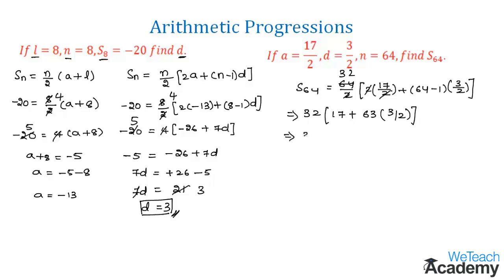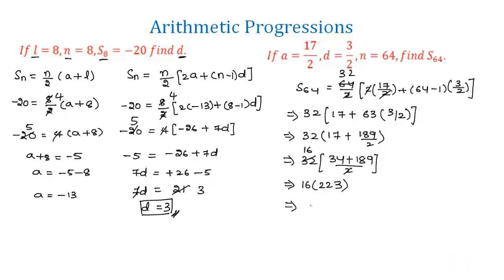And again this would come as 32 into (17 plus, and by multiplying 63 and 3 we get 189 divided by 2). So again we can write this as 32 into, let us take 2 as the LCM, so we get here the numerator terms as (34 plus 189) divided by 2. Now on simplifying we get 2 1 time is 2 and 2 16 times is 32. So we get here 16 into (34 plus 189, which would come as here 223). On multiplying we get the value as 3568, which is nothing but the value of the sum of 64 terms.